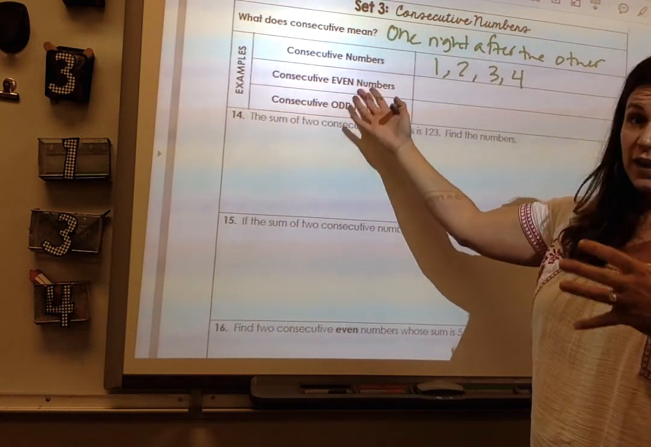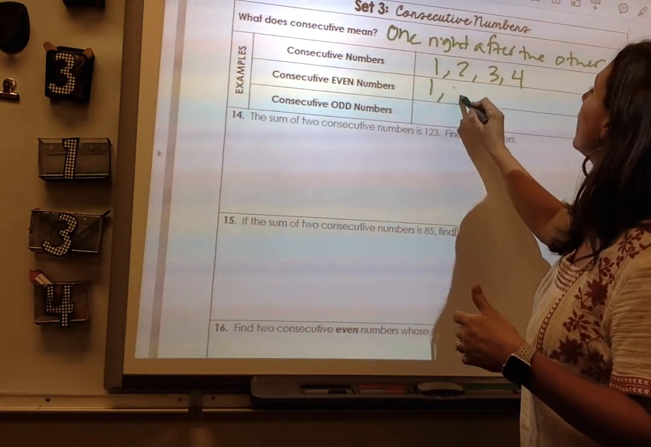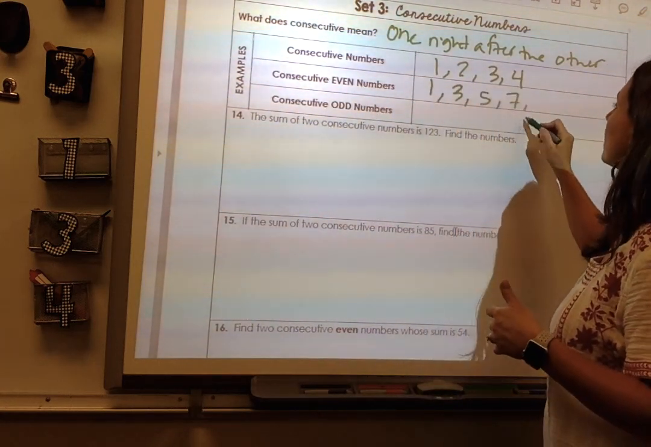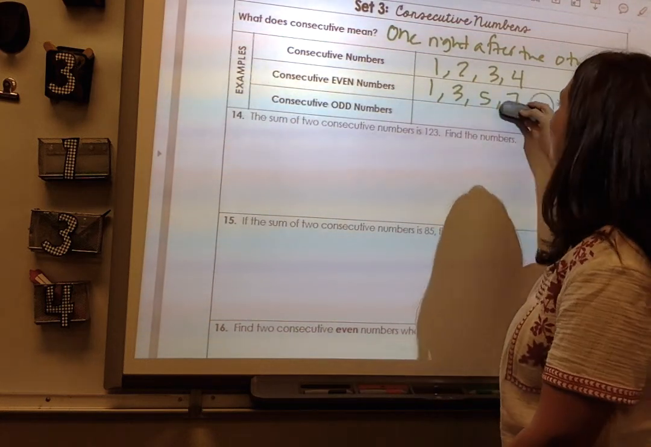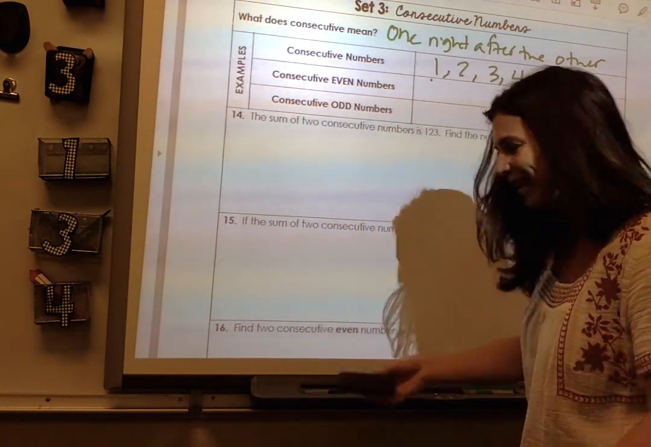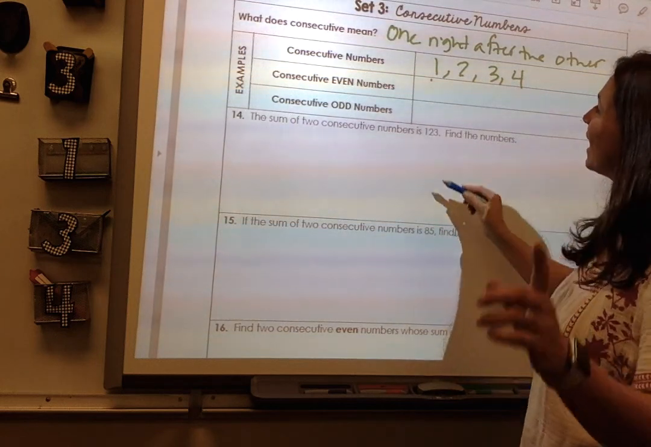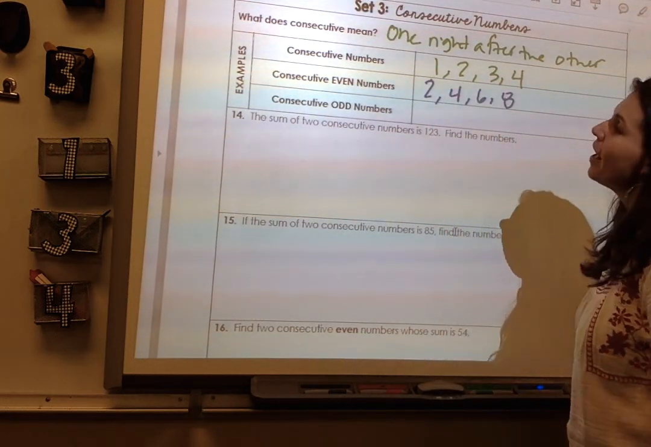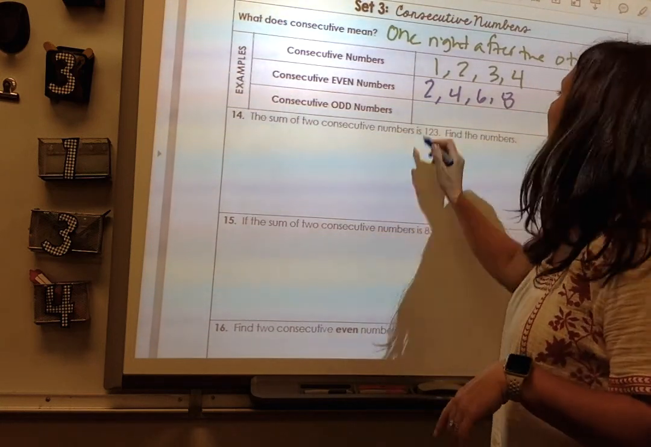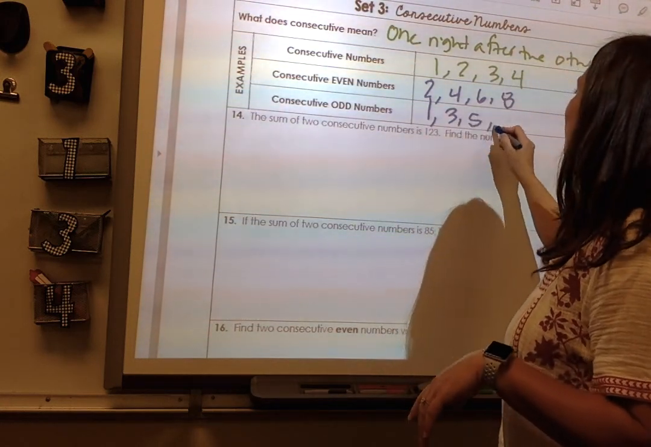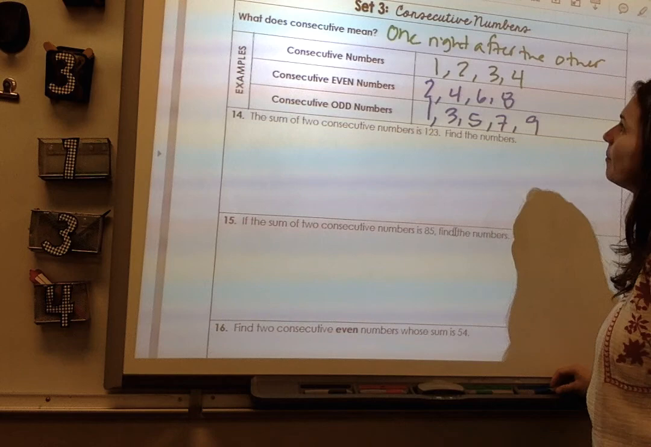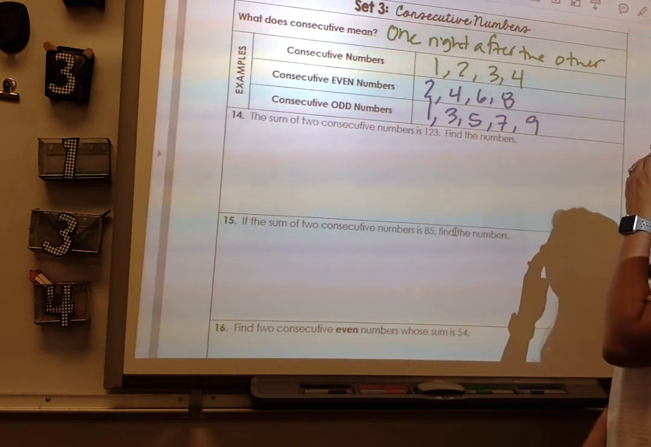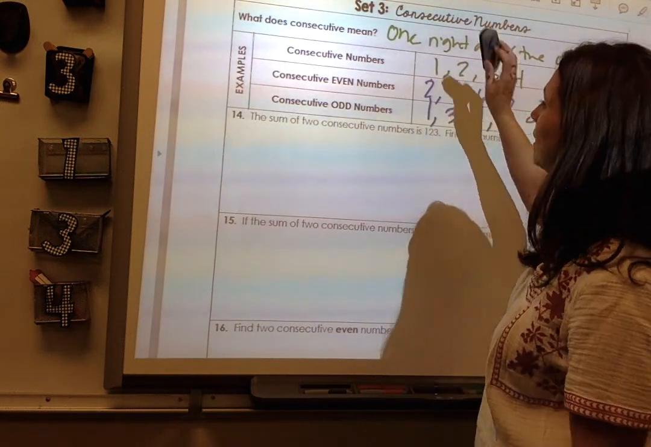Examples of consecutive even numbers would be 1, 3, 5, 7. No, it's not. Those aren't even. What am I thinking? No. Even is 2, 4, 6, 8. Who do we appreciate? Consecutive odd is 1, 3, 5, 7, and 9. Okay? So those are examples, and that's what consecutive numbers mean.